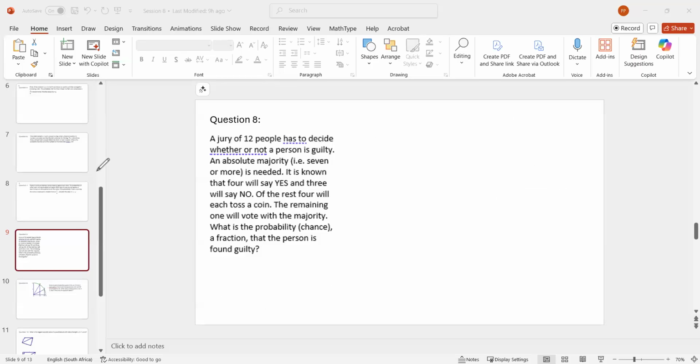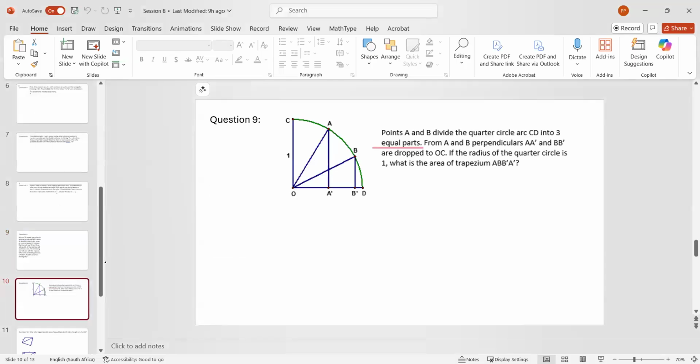And then the next question is a question in geometry. Well, not quite. Yeah, it is maybe a question in geometry. Points A and B divide the quarter circle arc. Okay, now it's just a quarter circle arc, and the radius of the quarter circle is 1. So I've got this OC is 1. That's the radius. And they divide it up into 3 equal parts.